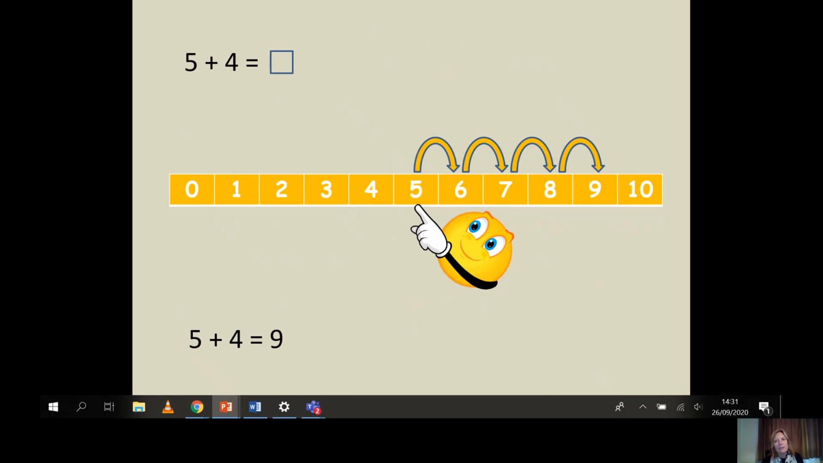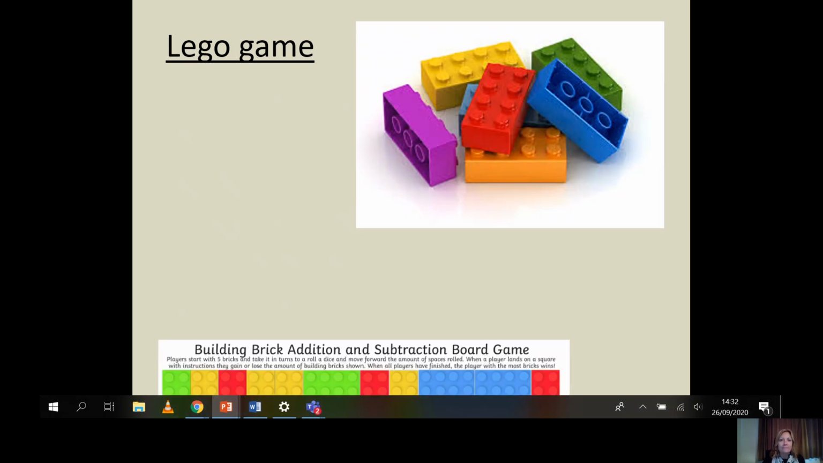And once children are able to do that reliably, as in don't count the 5, you're already on it, they can start doing that with bigger numbers and with 100 squares as well. Okay, and then it's teaching them they don't necessarily need that, they can use the skills and the memories that they've built up to some extent as well. It's confidence. Another nice way of doing this is with the Lego game.